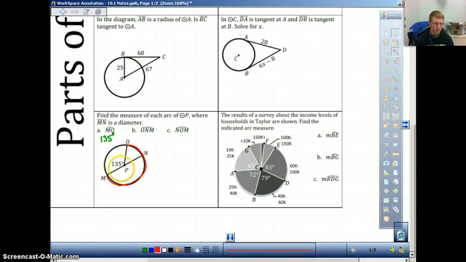Well, they're telling you that MN is the diameter. So that means all of this right here is going to be 180 degrees. All we need to do is figure out what this is right here. We can do that by either doing 360 minus these two, or we can just do 180 minus 135. I know that from this line all the way to this line is 180 degrees. So if I do 180 minus 135, that will give me the missing angle, which ends up being 45 degrees. So I know that this is 45. Therefore, ONM is going to be 180 plus 45, which equals 225. And obviously there's more ways that you could do that, but that's just one way.